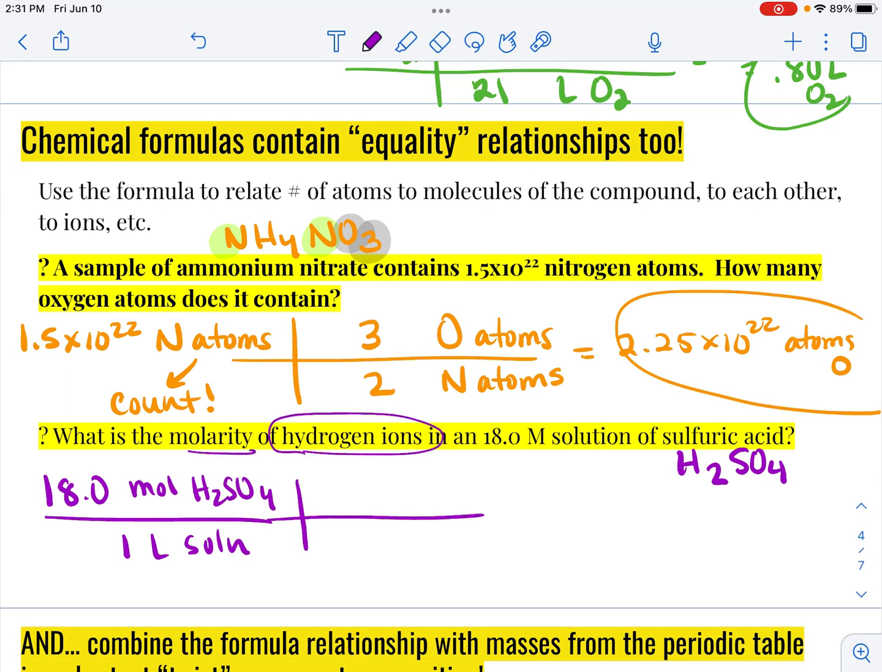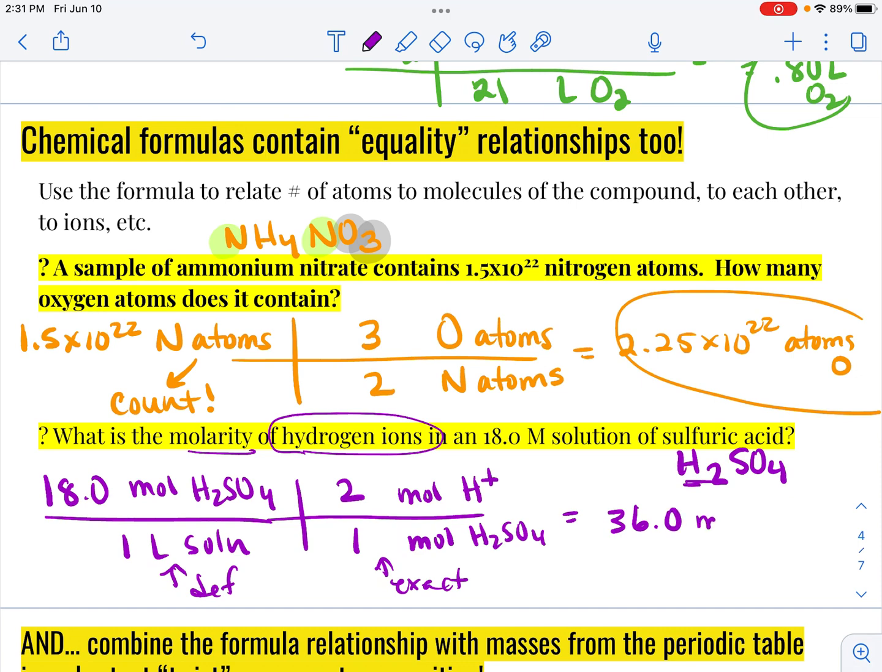So the liters are just going to stay, but I need to change my moles of H2SO4 to moles of H+. So there are 2 H pluses in every H2SO4, and I know that from the formula. So 2 moles of H plus for every 1 mole of H2SO4 gives me 36, and this is exact because it's coming from the formula, and the 1 liter is by definition. So my sig figs come from the 18.0, so we'll make it 36.0 moles per liter, or molarity of H+.